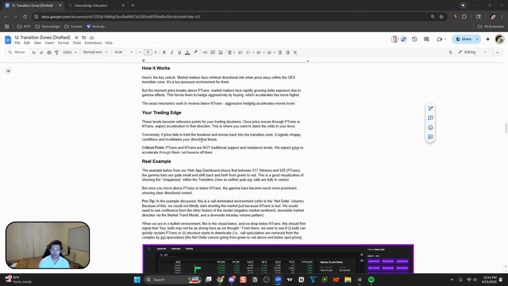And conversely, if price fails to hold these breakout zones and moves back into the transition zone, this is a clear signal of choppy conditions and quickly invalidates your directional thesis. The key point is that P-trans and N-trans are not traditional support and resistance levels. You should not think about them that way. We expect price to accelerate through them, not bounce off of them.